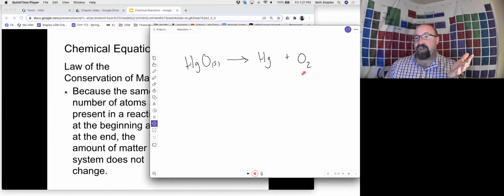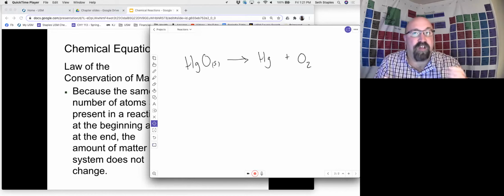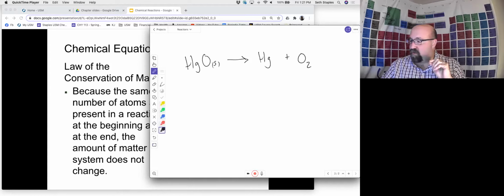But here in our products, we have to have 2, because that's the way oxygen exists when it's by itself. So that violates the law of conservation of mass. We cannot have that situation. And so we end up putting our coefficients in front, and we'll talk about why we use coefficients in just a minute. But we're going to put our coefficients in front and say that we actually start with 2 mercury oxide units. That gets us our 2 oxygen atoms.